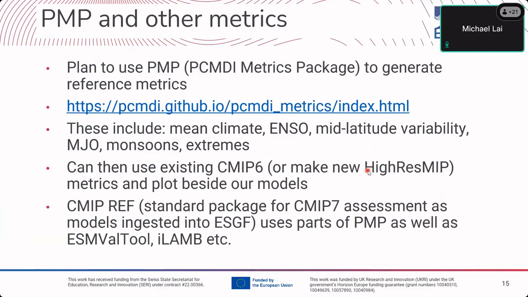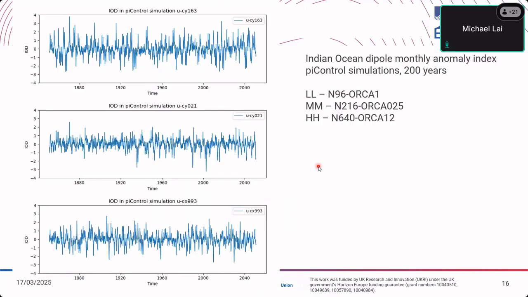It can generate basically those colors, which you can save as a JSON file and then just plot against your model and do the new calculations with your model. And also noting that PMP will form part of the CMIP-REF, so the standard reference package. So I think it's good to be on board and to be starting to use that.